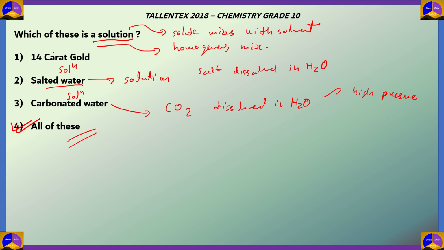So if you're wondering if 14 karat gold is a solution, it's actually a homogeneous alloy. Now, alloys are usually considered to be heterogeneous, but 14 karat gold is one of the few examples of a homogeneous alloy. We have 14 parts of gold, which is mixed with 10 parts of an alloying metal such as silver or copper. So option 4, all of these, turns out to be the right option.